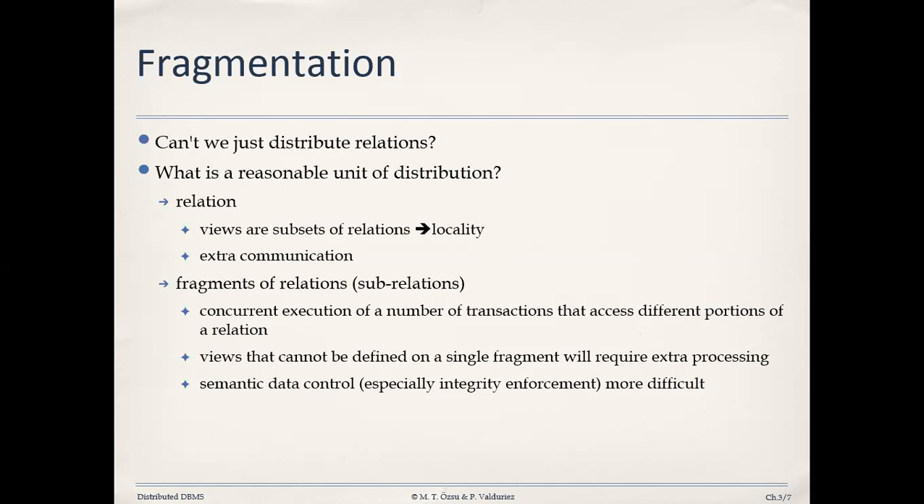The last bullet is regarding semantic data control. If we have distributed our relations, we need to have semantic data control. When I say semantic data control, it means integrity checks. That is why we call it integrity enforcement. We have to enforce the integrity, because if we do not enforce the integrity, then there will be violations.